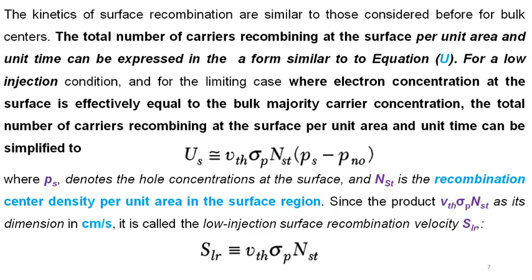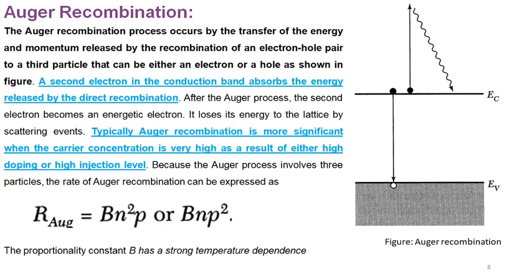In terms of velocity, we can write SLR equal to Vt S sigma P N ST. This means that if you have dangling bonds or trap states in the material, it will directly affect the optical properties of the material. Ultimately, it will affect the photoluminescence property of the material. That's why surface recombination is a very important phenomenon to study.